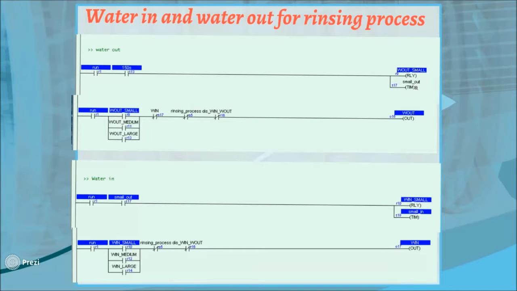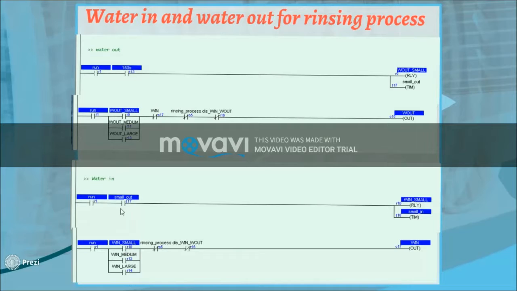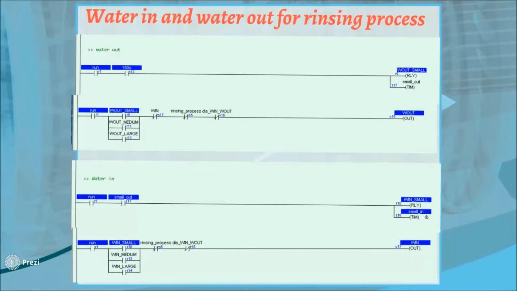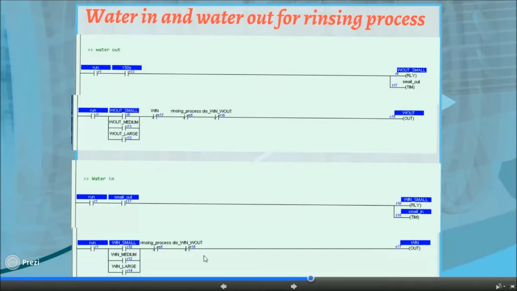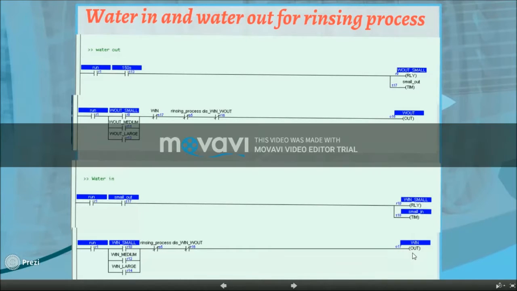After 30 seconds, small out is activated, and this triggers W in small that is connected in parallel with the small in timer, which is set for 30 seconds. The activation of W in small relay triggers the W in output, which refers to the entering of clean water into the washing machine.